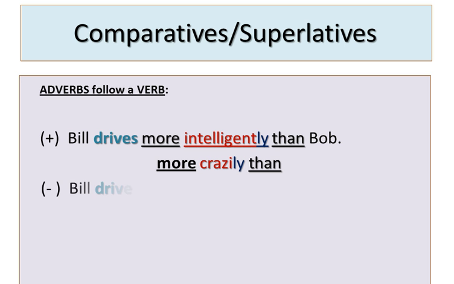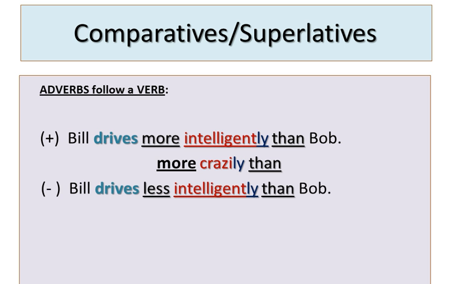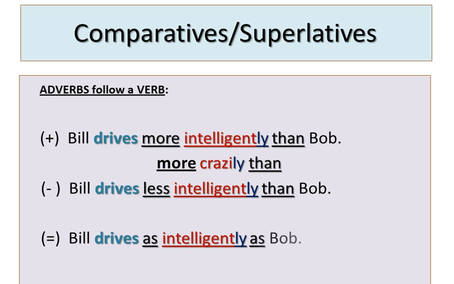In the negative form, Bill drives less intelligently than Bob. Okay, so we're going to still make sure that we say intelligently and not intelligent. And of course we can have equality here. Bill drives as intelligently as Bob. Please note that we're putting an S on drives because the subject is Bill, he.